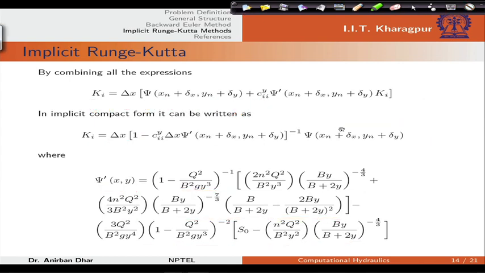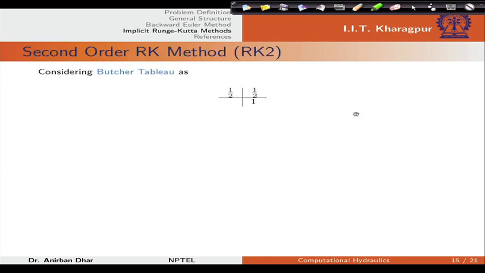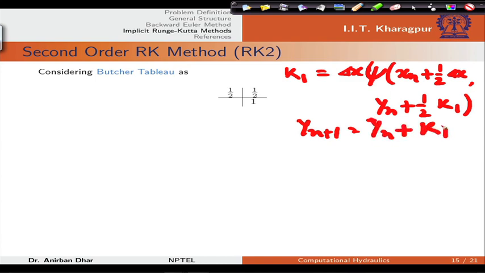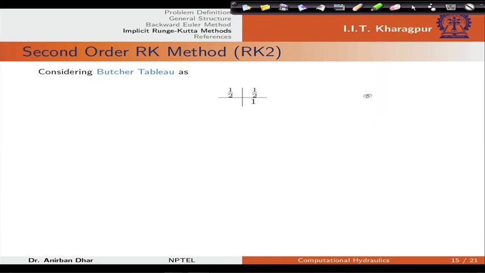Now, in this case, if we utilize it for second order RK method, or RK2, then considering the Butcher tableau, we have half half, that means coefficient of x is half, coefficient of y is half. So, this is nothing but k1 equals to del x, and we have psi x n plus half del x, comma y n plus half k 1, and final thing is y n plus 1 equals to y n plus k 1. So, if we utilize this, this is second order method.